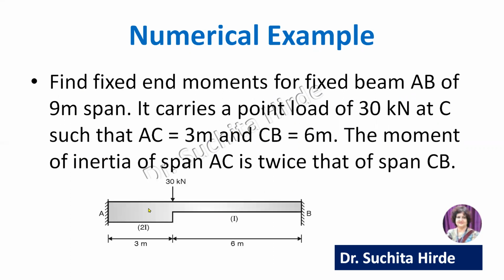So this beam will look like this. Beam AB with 9 meter span with 30 kilonewton load at C, which is at 3 meter from A, and moment of inertia of AC is 2 times moment of inertia of CB. So this is the given numerical example, and our aim is to calculate the fixed end moment at the supports, that is MAB and MBA.